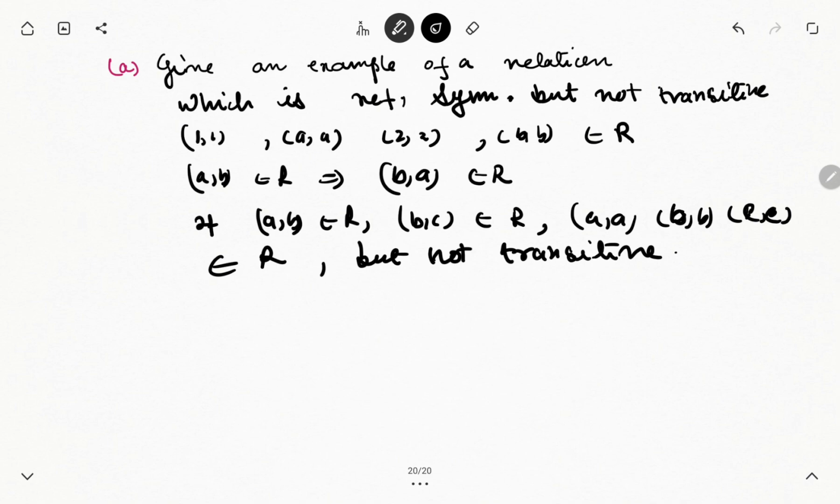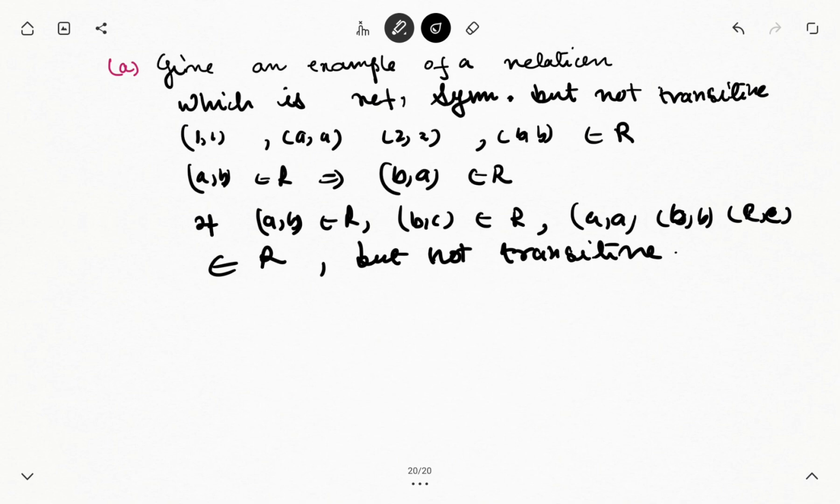So you have to learn how to prepare this type of example: it is reflexive, symmetric, but not transitive. This means we have to drop some of the elements. You consider a set like 1, 2, 3 or A, B, C, define a relation there, and first you write down R. R means the ordered pairs it consists of.